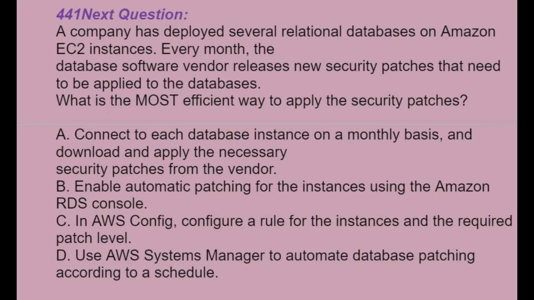Question is, a company has deployed several relational databases on Amazon EC2 instances. Every month, the database software vendor releases new security patches that need to be applied to the databases. What is the most efficient way to apply the security patches? Option A, connect to each database instance on a monthly basis and download and apply the necessary security patches from the vendor. Option B, enable automatic patching for the instances using the Amazon RDS console. Option C, in AWS Config, configure a rule for the instances and the required patch label. Option D, use AWS Systems Manager to automate database patching according to a schedule. Correct answer is option D.